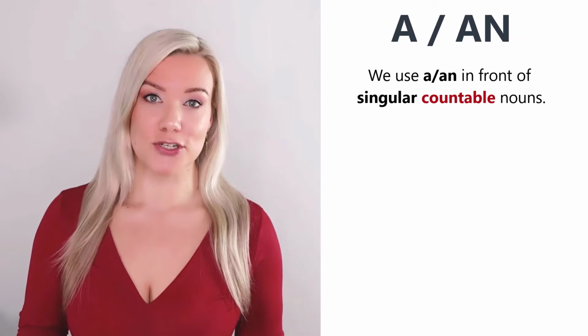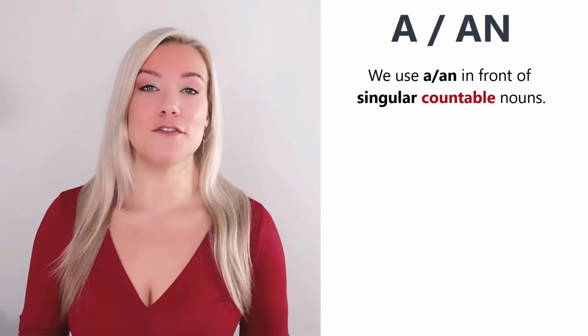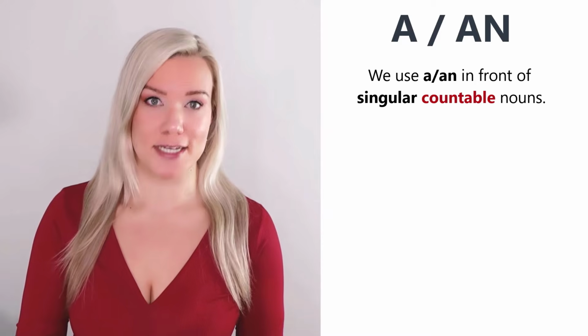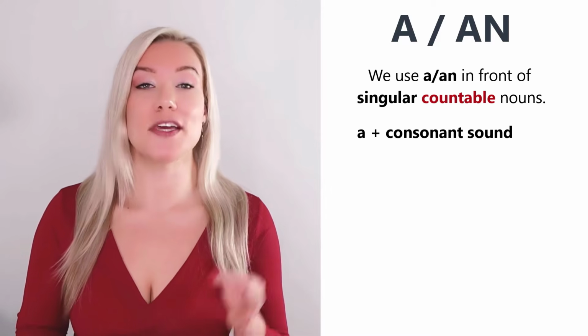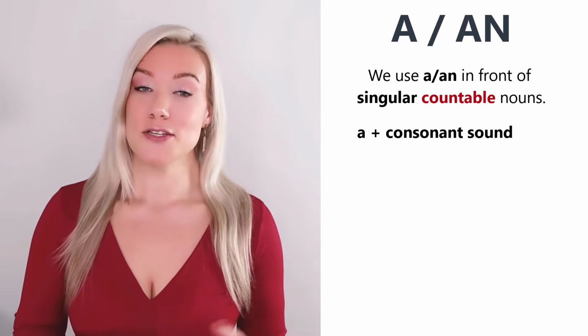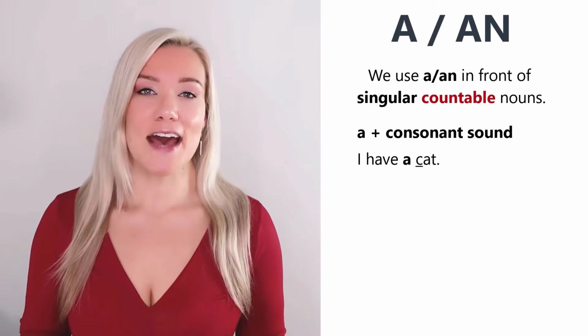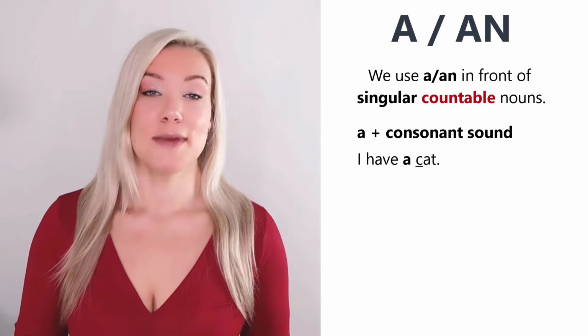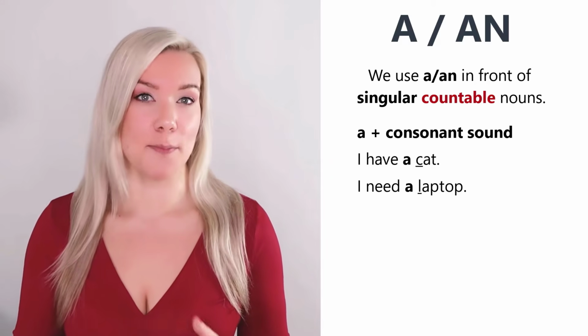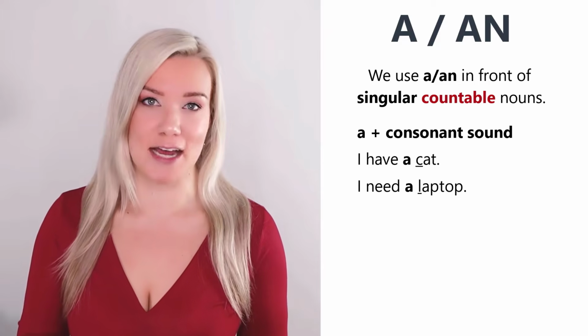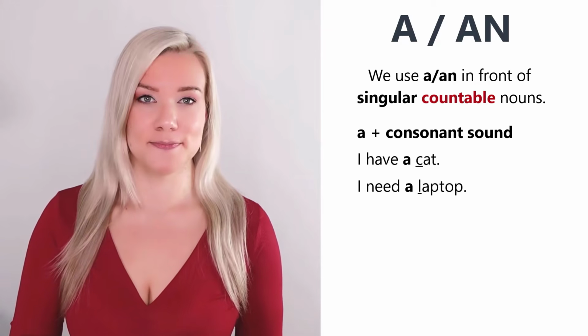We use the articles a or an in front of singular countable nouns. A is used when the next word starts with a consonant sound. So for example, I have a cat. I need a laptop. Because cat and laptop both begin with a consonant sound, we use a.